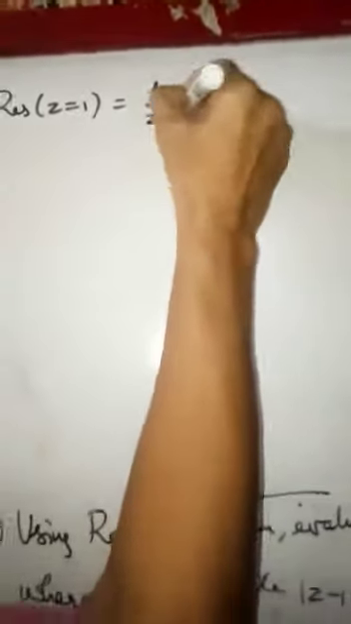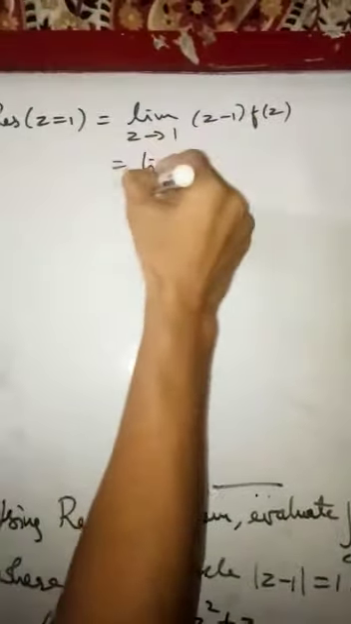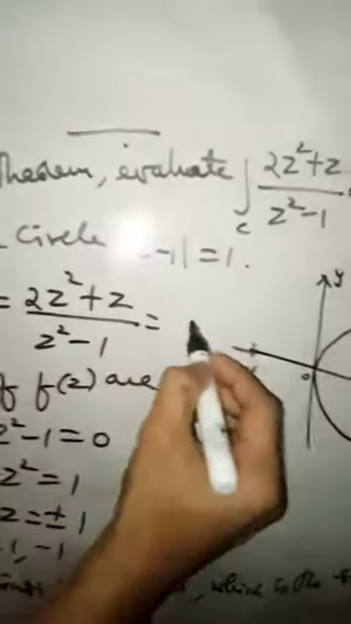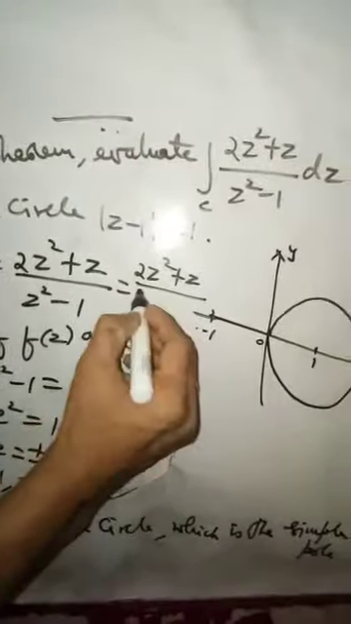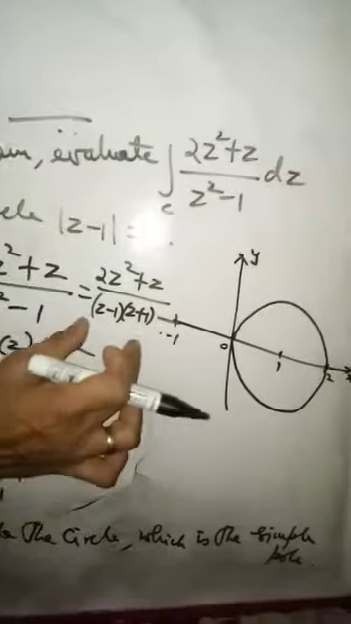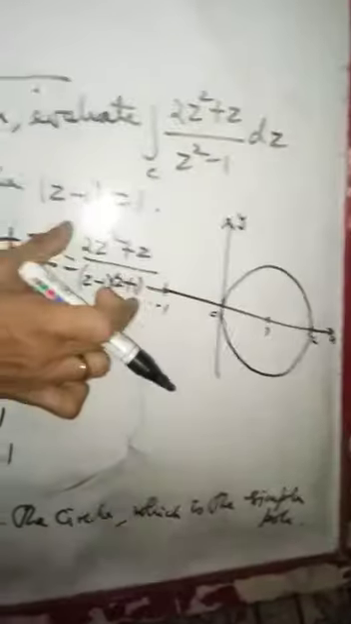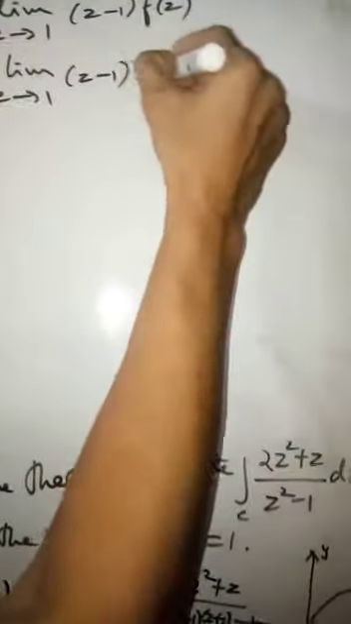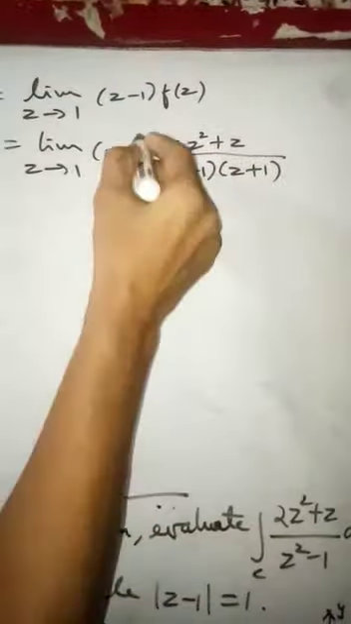Residue at z equal to 1. Since it's a simple pole, how to write the residue? Limit z tends to 1, z minus 1 into f of z. Here itself, if you want, you can write like this also. (2z square plus z) by (z square minus 1) can be written as (z minus 1) into (z plus 1). Okay. If you write like this, then you can see this power. Power is 1, so it is a simple pole. So write the f of z as like this. (2z square plus z) by (z minus 1) into (z plus 1). So this factor get cancelled.